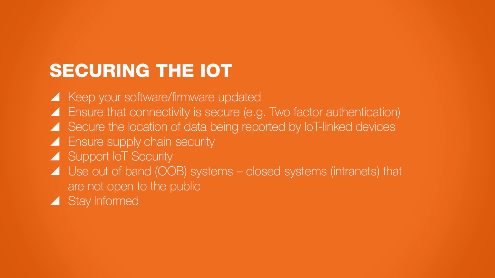Securing the IoT. Keep your software and firmware updated. Ensure that connectivity is secure, for example, two-factor authentication. Secure the location of data being reported by IoT-linked devices. Ensure supply chain security. Prevent counterfeit hardware by procedures to certify the manufacturer's supply chain process to prevent the introduction of malicious code.